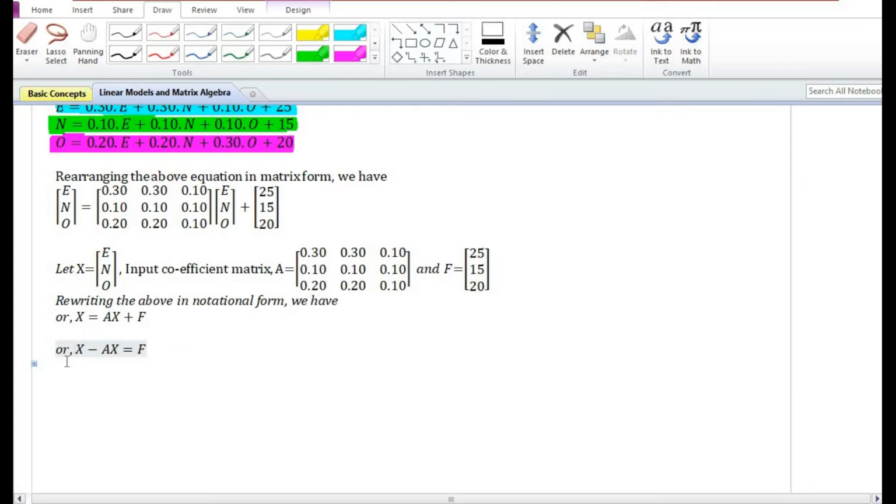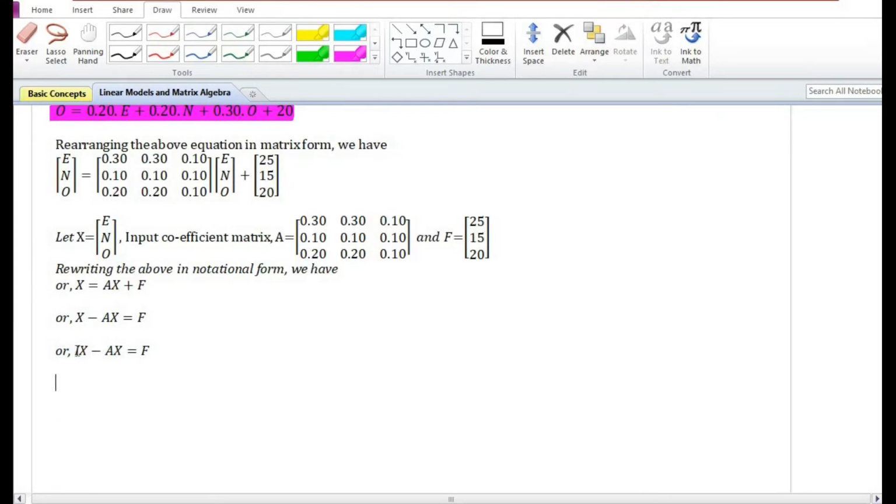We know that multiplication of an identity matrix with any given matrix will yield that matrix itself. So multiplication of an identity matrix denoted by I with X in this case will not alter X. Now we see that in both the terms X is common. Let us take common for X. So now we are left with (I minus A) times X equals F.